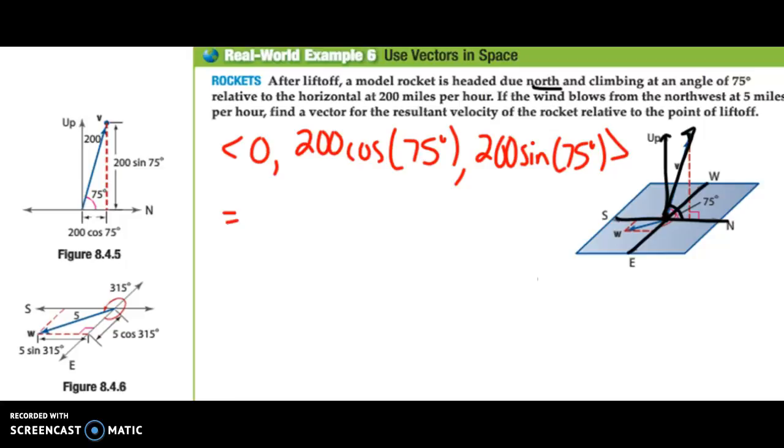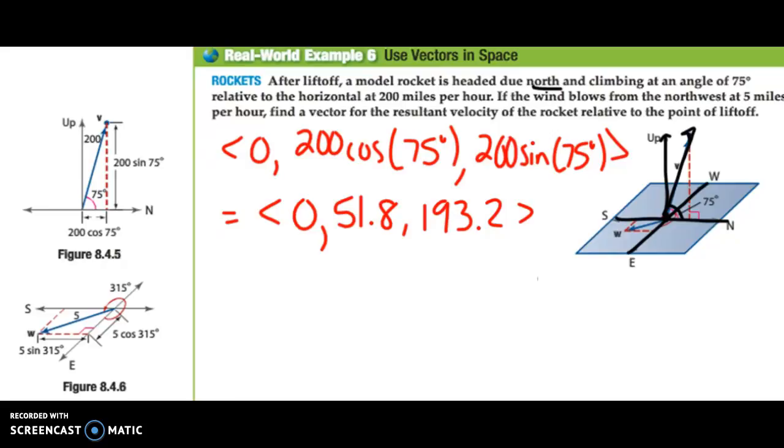So I put all this into my calculator, and so my vector is 0, 51.8, 193.2. So it makes sense that the rocket is moving essentially 193 miles per hour in the up position and 51 miles per hour in the north direction because it's headed due north.